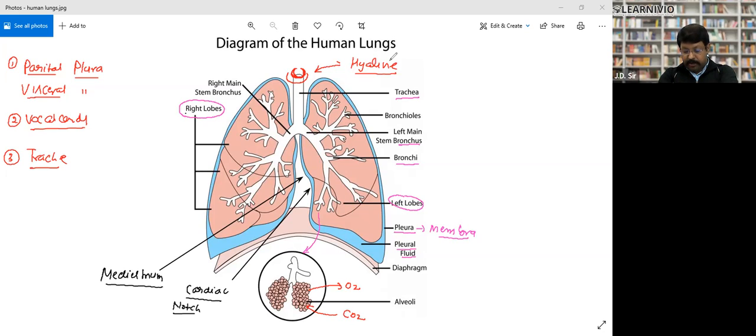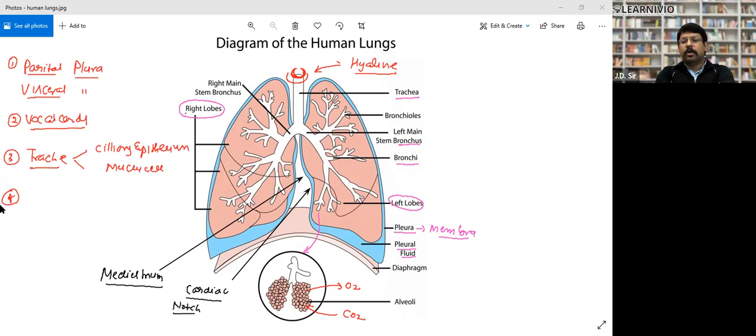The inner part of the trachea is made up of ciliary epithelium and mucous cells. Ciliary epithelium and mucous cells.